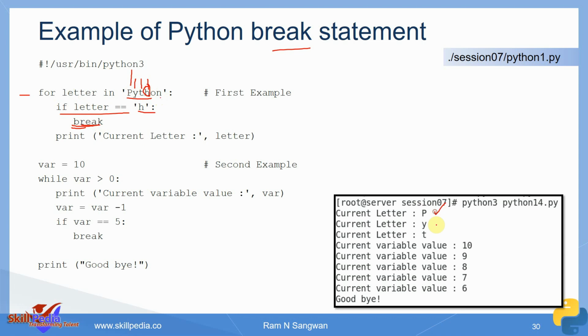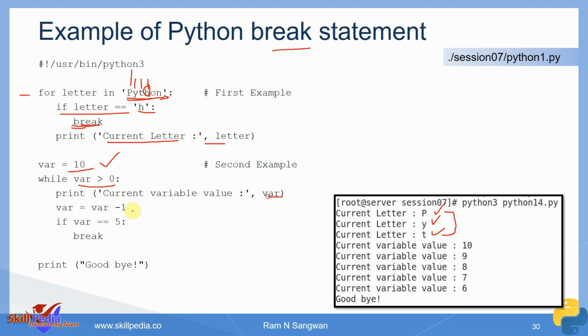So P, Y, T and then stopped. This statement will never be executed for H. It will be executed only for P, Y and T. Therefore only 3 statements are executed. So this is interrupting the loop, otherwise the loop would have continued up to N, but we are interrupting it at H. Similarly, where 10 is greater than 0, we are continuing it.